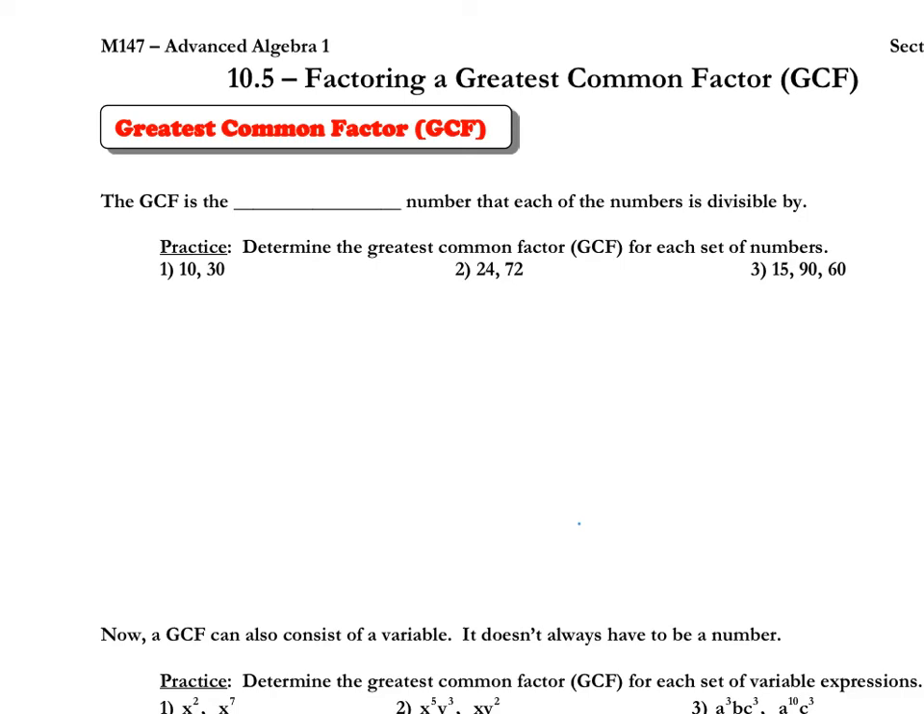Today we're going to learn about the first steps of factoring, and before you do anything as we progress along in this unit, you always need to ask yourself, is there a GCF, which stands for the greatest common factor? And the greatest common factor is the largest number that each of the numbers is divisible by.